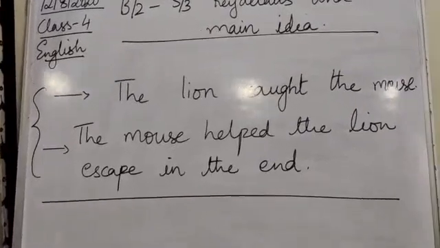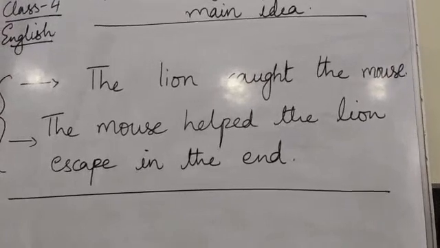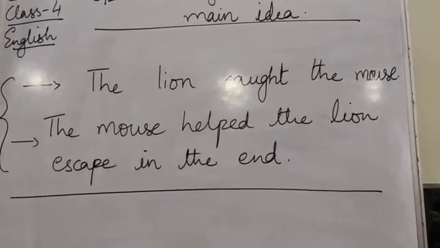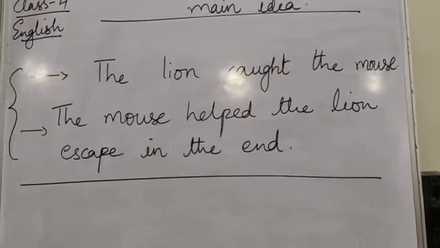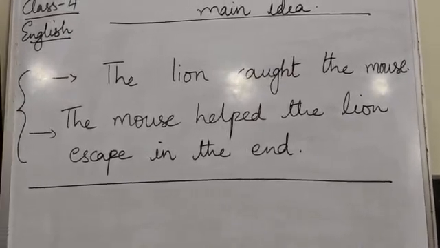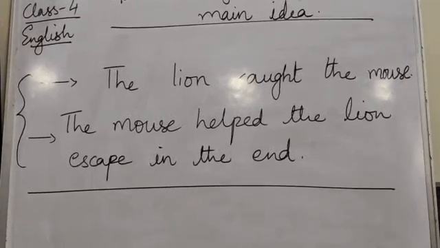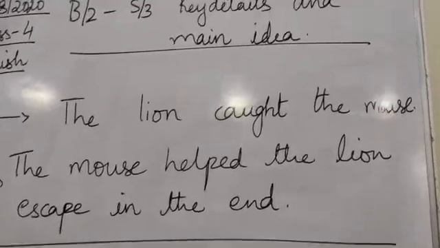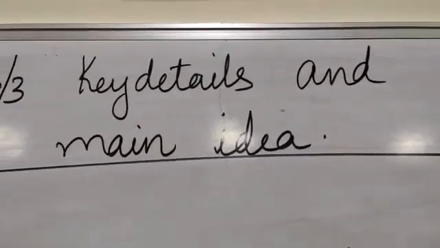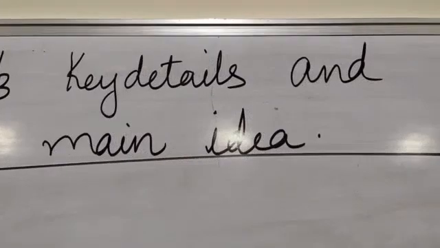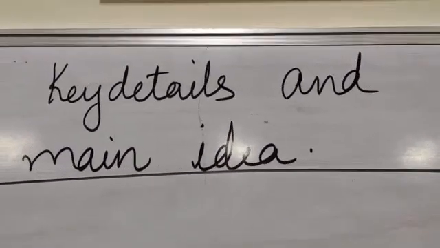Main idea means what? Main idea means the title of the story, what might have happened, that is rough. And even that, the characters, setting, beginning, middle and end. Some important things will be there in that. Those are called the key details. So, today we are going to learn about the key details and main idea.